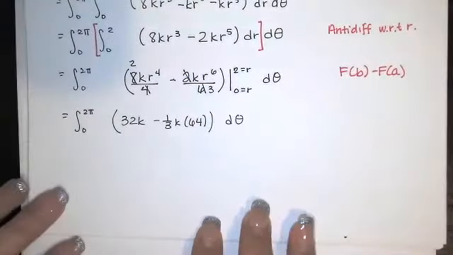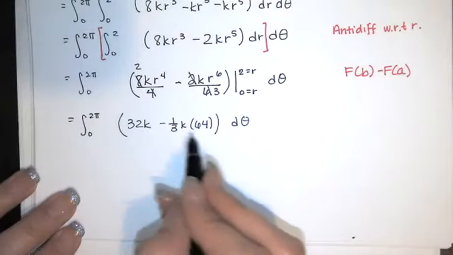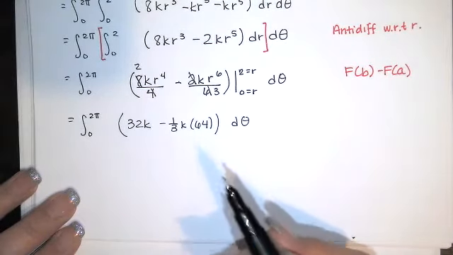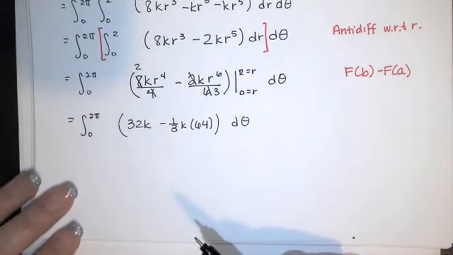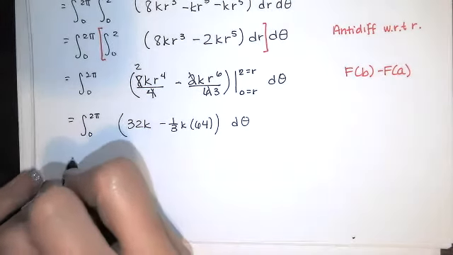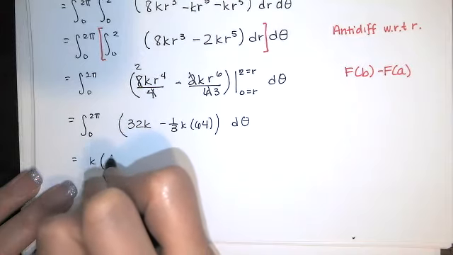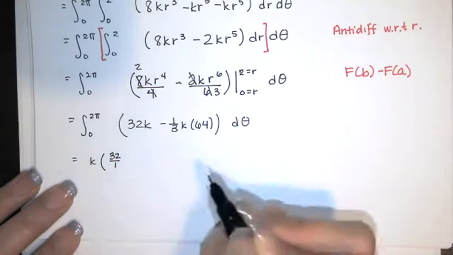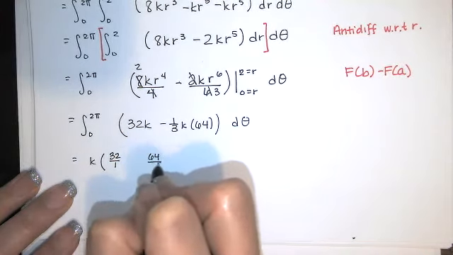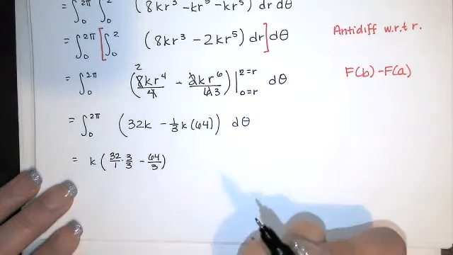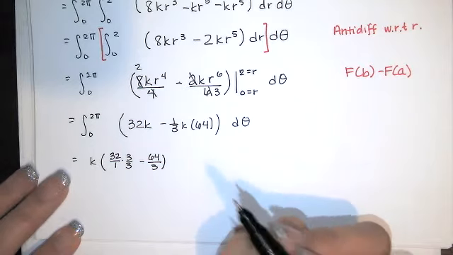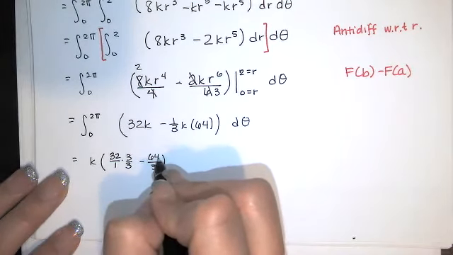So now I've got this, which is all constant with respect to theta. So we're just going to get this times theta and evaluate from 0 to 2 pi. Just do a little bit of arithmetic. Let's factor out the k. This is 32 over 1. This is 64 over 3. And I'll multiply by 3 over 3 here. That's actually 32 times 3.